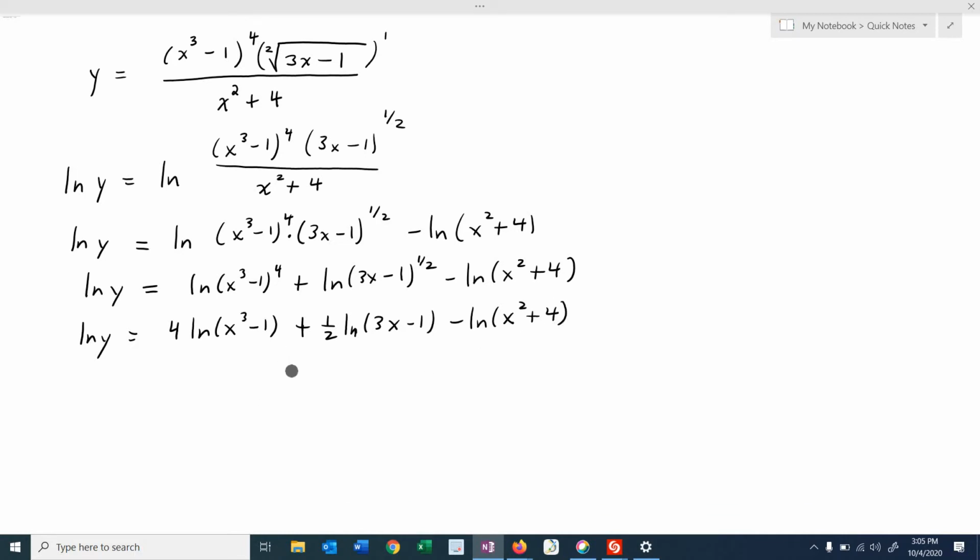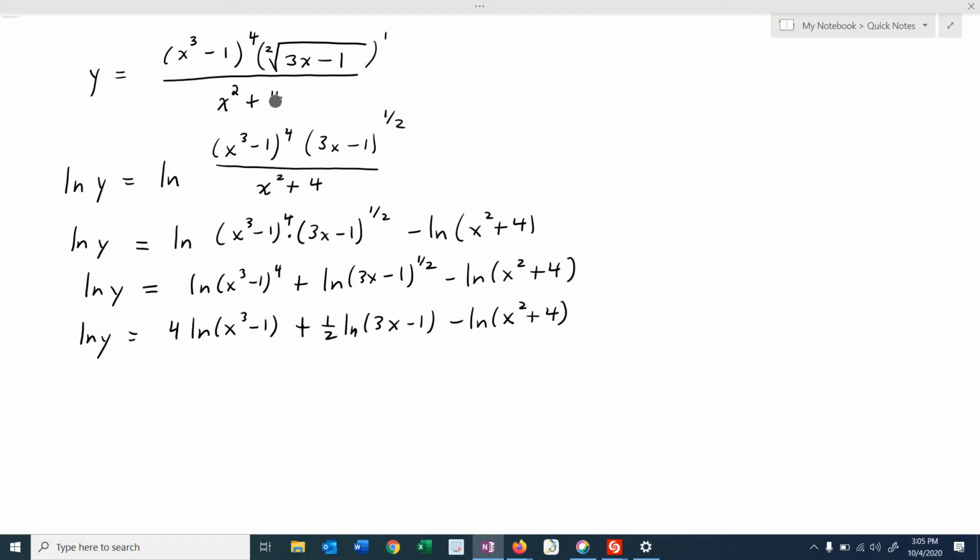Okay, and now after you've done this, then we're actually going to take the derivative of both sides of this equation with respect to x. In other words, we're going to find dy dx using implicit differentiation.